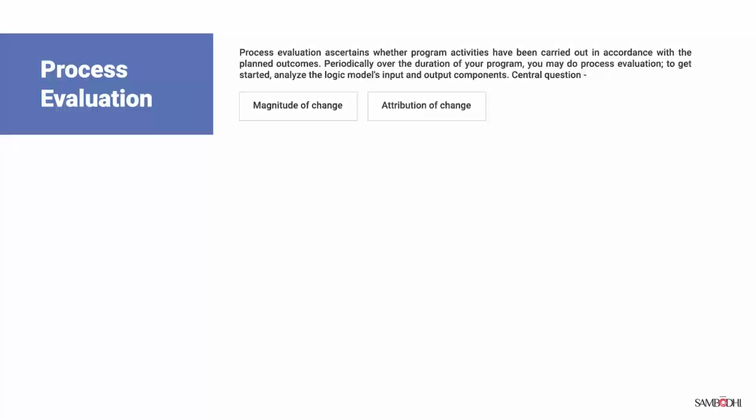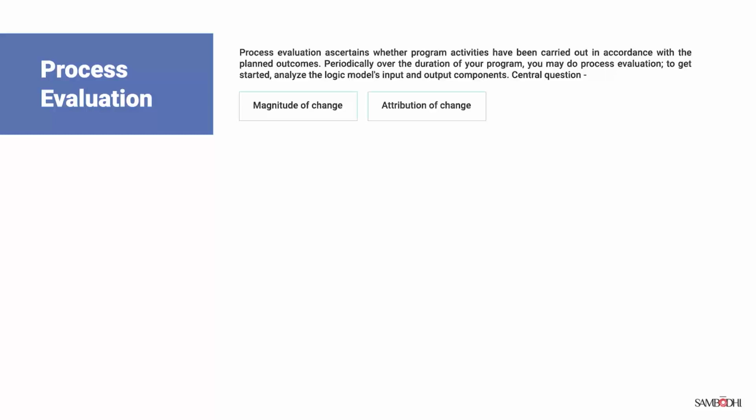Process evaluation ascertains whether program activities have been carried out in accordance with the planned outcomes. It helps to understand the mechanisms involved in the creation of successful programs that achieved the intended outcomes, and these programs can be reused and developed for other contexts. It can also be used when a program does not achieve the objectives for the targeted populations.